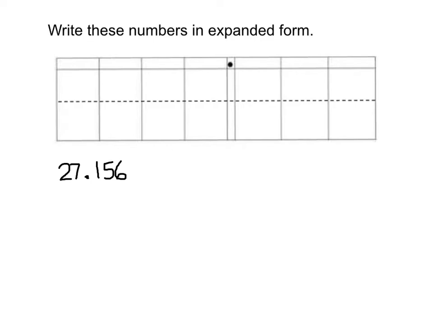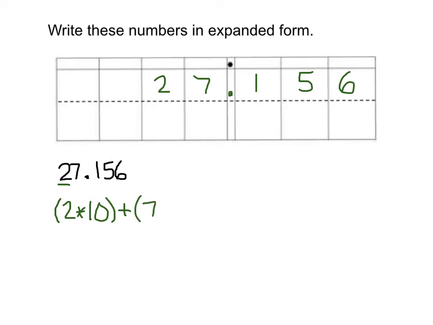So I have 27 and 156 thousandths, so I'm just going to go ahead and write this on my place value chart. And my decimal point is right there. And expanded form is just a way of taking each digit and telling its value. So that 2 happens to be in the tens place, so that 2 is worth 2 groups of 10. So that's that first digit. The second number, a 7, is 7 groups of 1. That's that number.